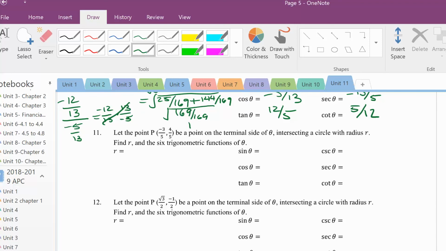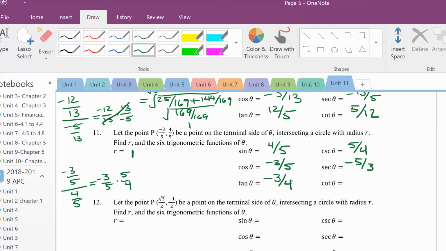For number 11, when you do the same thing, you get the radius is 1. And so the sine will be 4/5. The reciprocal of 4/5 is 5/4. The cosine is -3/5 because it's x over r. And the reciprocal is -5/3. Tangent, when you go -3/5 divided by 4/5, you get -3/5 times 5/4. So you get -3/4, and the reciprocal is -4/3.